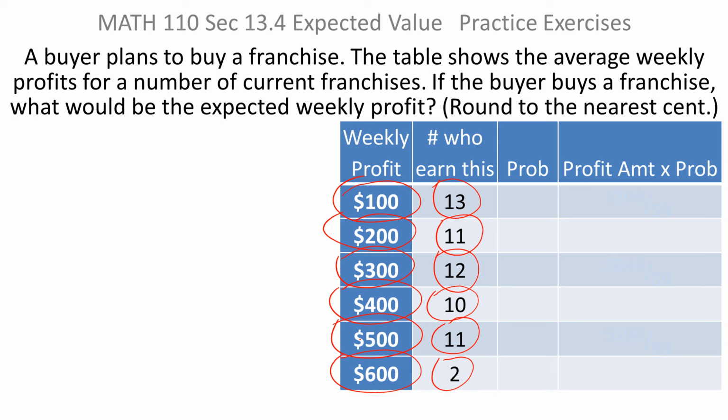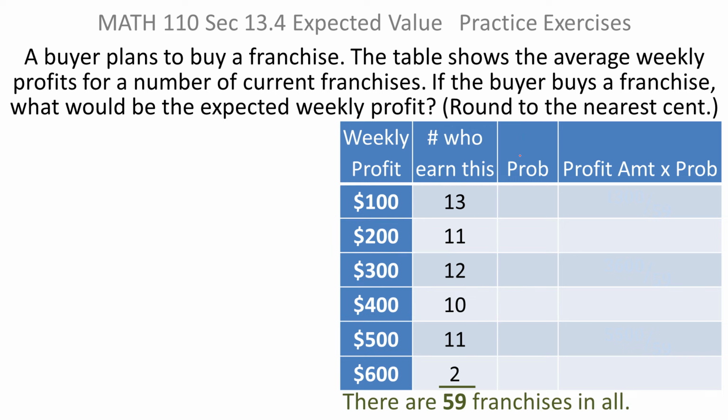But the thing is, they gave us the raw numbers. We actually need probabilities. So what you have to figure out is how you change those raw numbers into probabilities. Well, the first thing you've got to do is realize that if you add 13, 11, 12, 10, 11, and 2, you get 59. So there are 59 franchises in all.